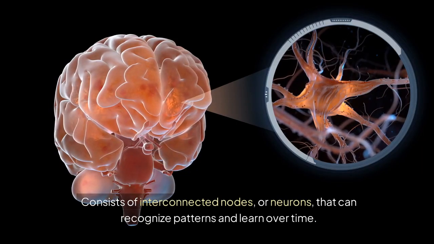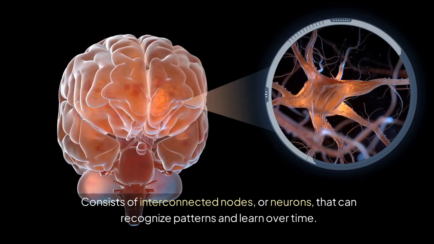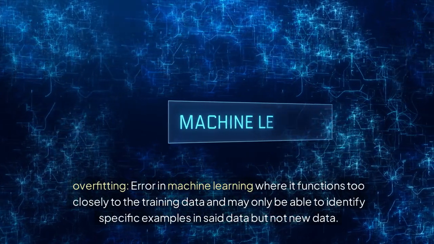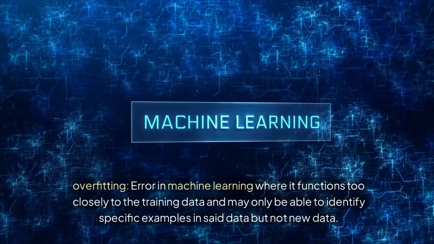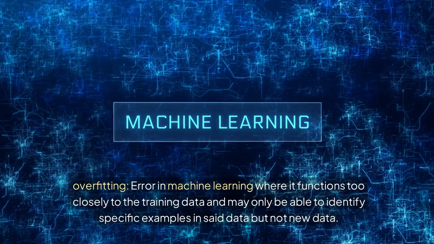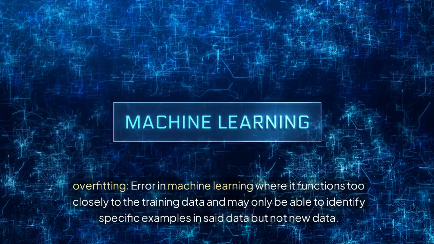Consists of interconnected nodes, or neurons, that can recognize patterns and learn over time. Overfitting. Error in machine learning where it functions too closely to the training data and may only be able to identify specific examples in said data but not new data.